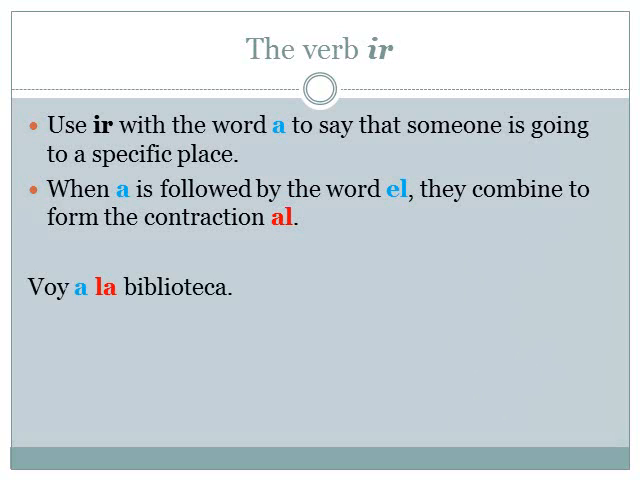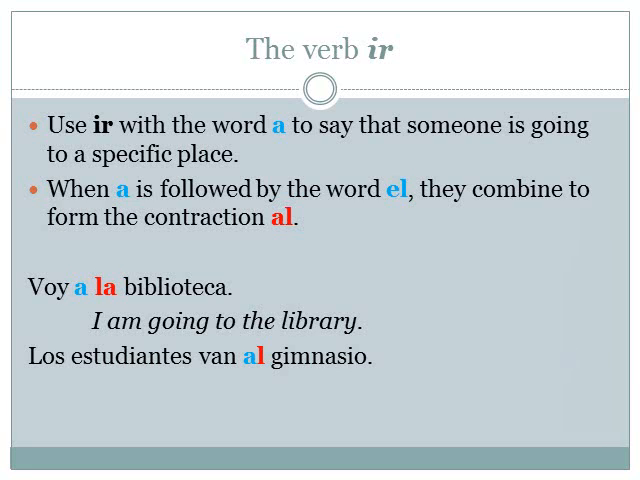So let's take a look at what this looks like. So we have voy a la biblioteca. I'm going to the library. You notice that la comes after the word a, so you don't have to combine the 2. So anytime you have a la, you don't have to combine it. But if you have a el, like los estudiantes van al gimnasio, since gimnasio starts with el for going to the gym, you're going to combine a and el to make the contraction al. So the students are going to the gym.